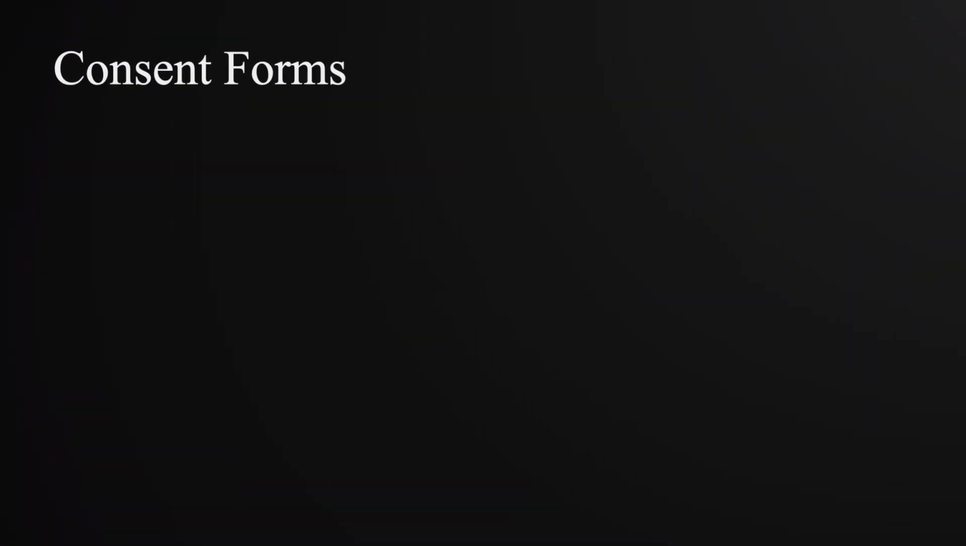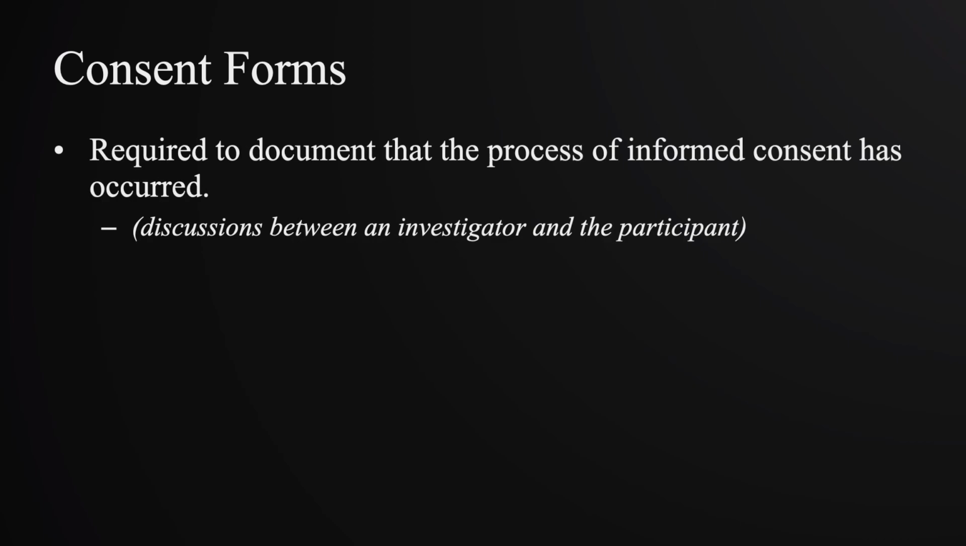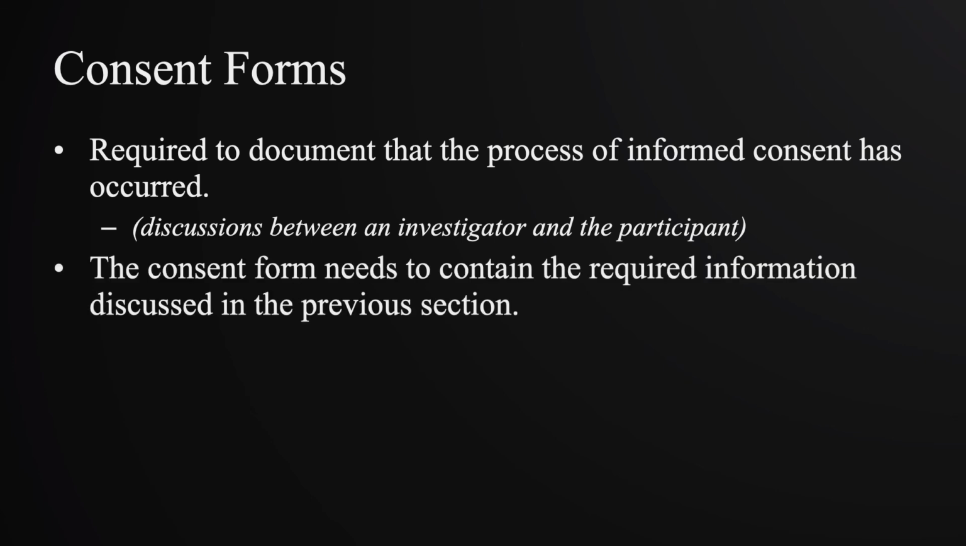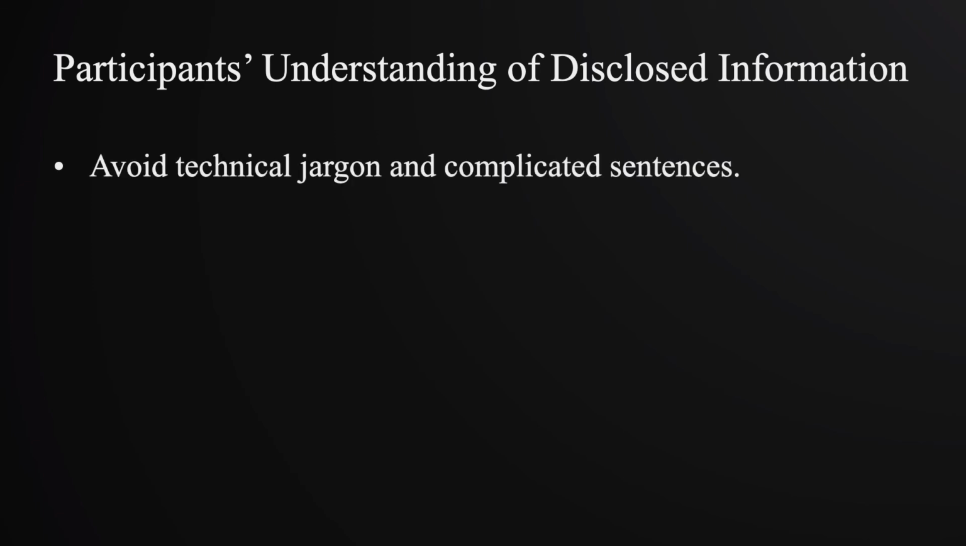So the second feature of an informed consent is the consent form. They are required to document the process of informed consent, that the process of informed consent has occurred. So, for example, discussions between an investigator and the participant. The consent form needs to contain the required information discussed in the previous section. The third feature is the participant's understanding of the disclosed information. So avoid technical jargon, as clearly mentioned by my colleague, Dr. Mohammed, and complicated sentences.